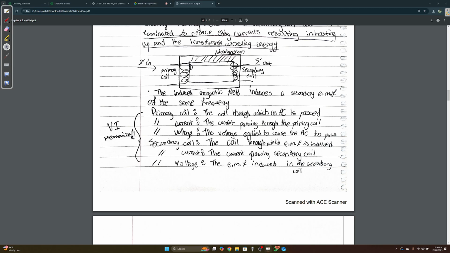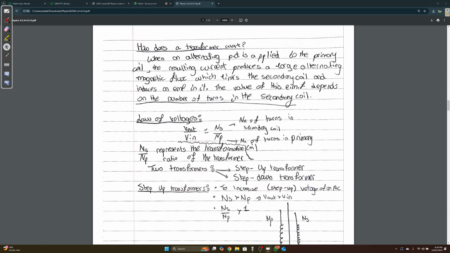Anyway, then there are these definitions in the book which you must memorize. They're also in the sample questions, which I will be sending later on for past exams. Memorize this all. I'm not going to read it out. How does a transformer work? Basically, an alternating potential difference is applied to the primary coil. The resulting current produces a large alternating magnetic flux, which links the secondary coil and induces an EMF in it. The value of this EMF depends on the number of turns in the secondary coil.